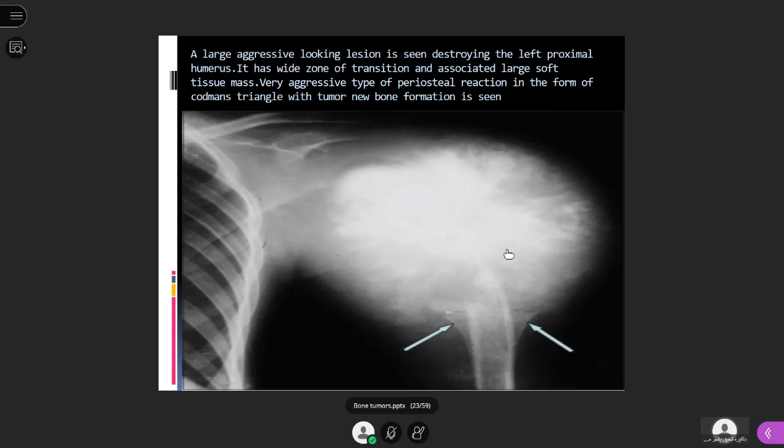So not only is this having a wide zone of transition, but it is also associated with a large soft tissue mass. There is a mass associated with cortical destruction, with periosteal reaction. And what is the type of periosteal reaction? This periosteal reaction is called Codman's triangle. The arrows are pointing towards Codman's triangle. And this periosteal reaction having the new bone formation is called sunburst appearance, like sun rays which originate from the sun. Okay, so sunburst appearance with Codman's triangle. This is osteosarcoma of the humeral head.